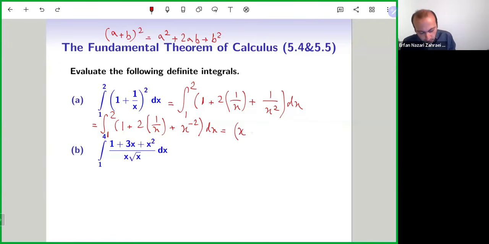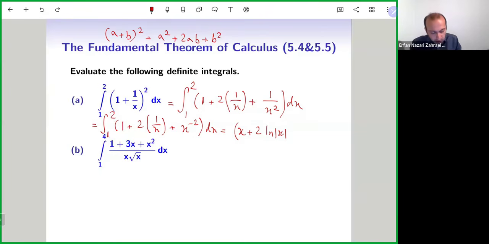The antiderivative of this term is ln, and we have coefficient 2, I just copy it. The antiderivative of 1 over x is ln, but if it's a general term, I should use ln absolute value of x. But here I see the bounds are 1 and 2, and between 1 and 2 the numbers are positive. So even if you don't put the absolute value here, that's fine. Why? Because the formula I'm using is for positive numbers.